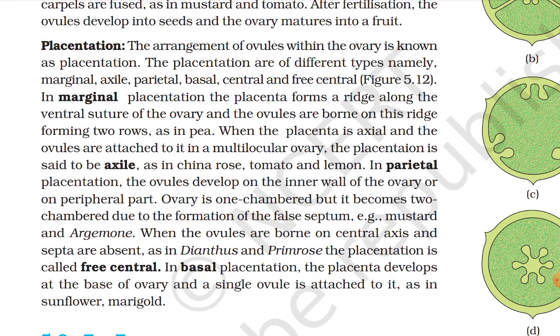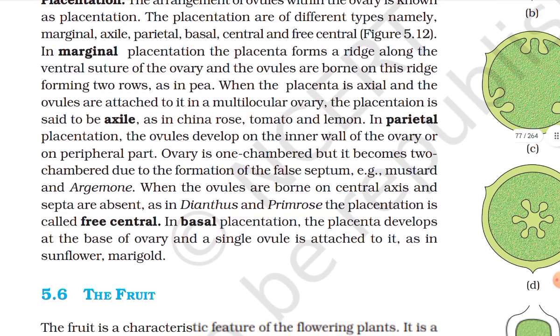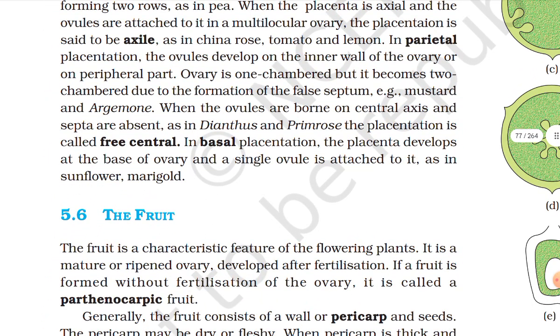In parietal placentation, the ovules develop on the inner wall of the ovary or the peripheral part. Ovary is one-chambered, but it becomes two-chambered due to the formation of a false septum. Examples: mustard and argemone. When the ovules are borne on the central axis and septa are absent, as in dianthus and primrose, the placentation is called free central. In basal placentation, the placenta develops at the base of the ovary and a single ovule is attached to it, as in sunflower and marigold.